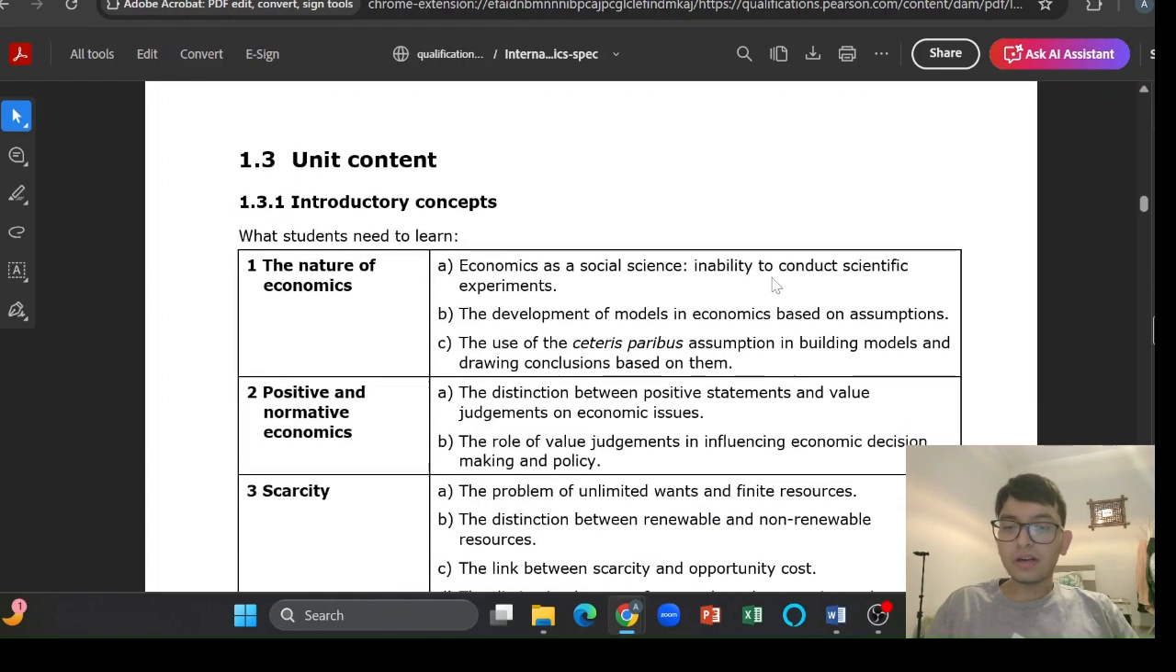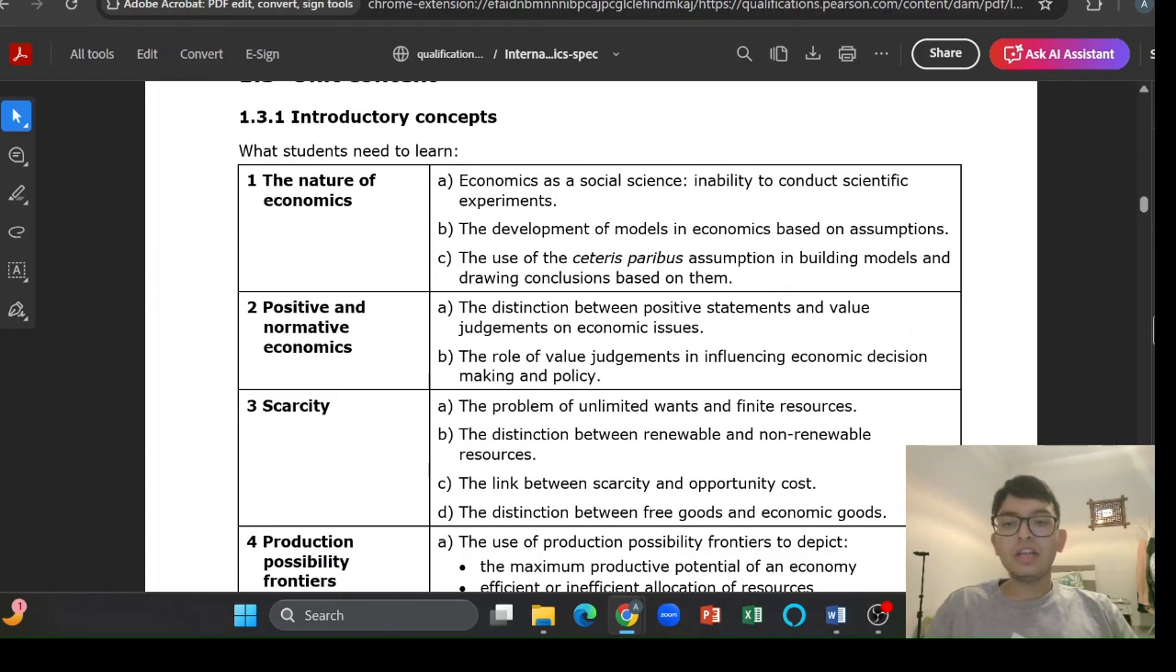This is the unit one content basically. First is the nature of economics, which has many questions on this topic in the past papers, if I'm being honest. But this is basically a good topic for you to understand economics better. So in this, there's economics as a social science. Then there's the development of models in economics based on assumptions.